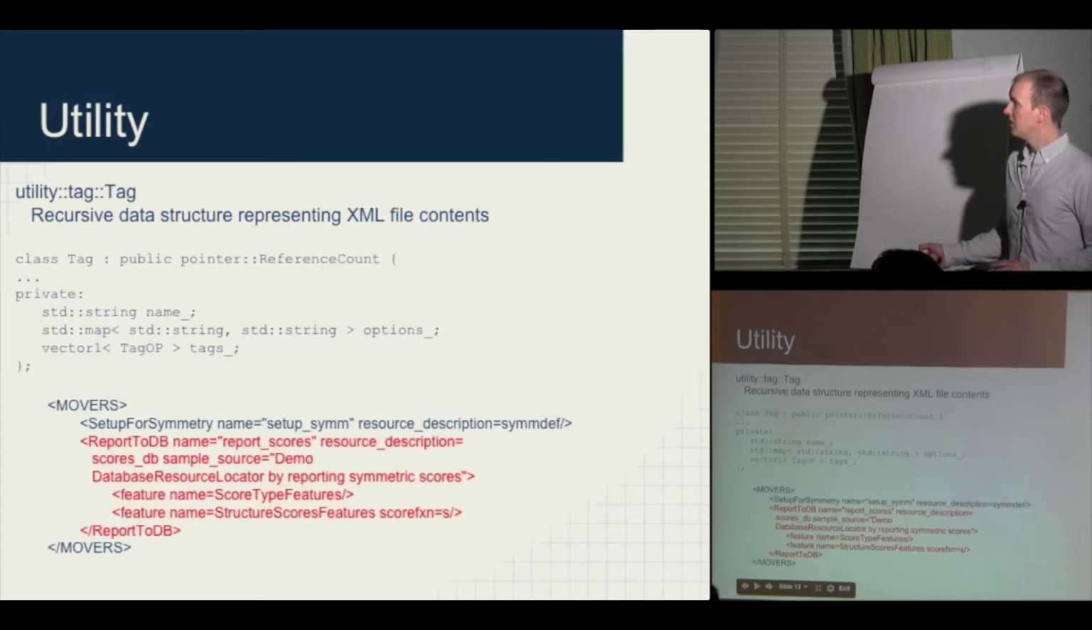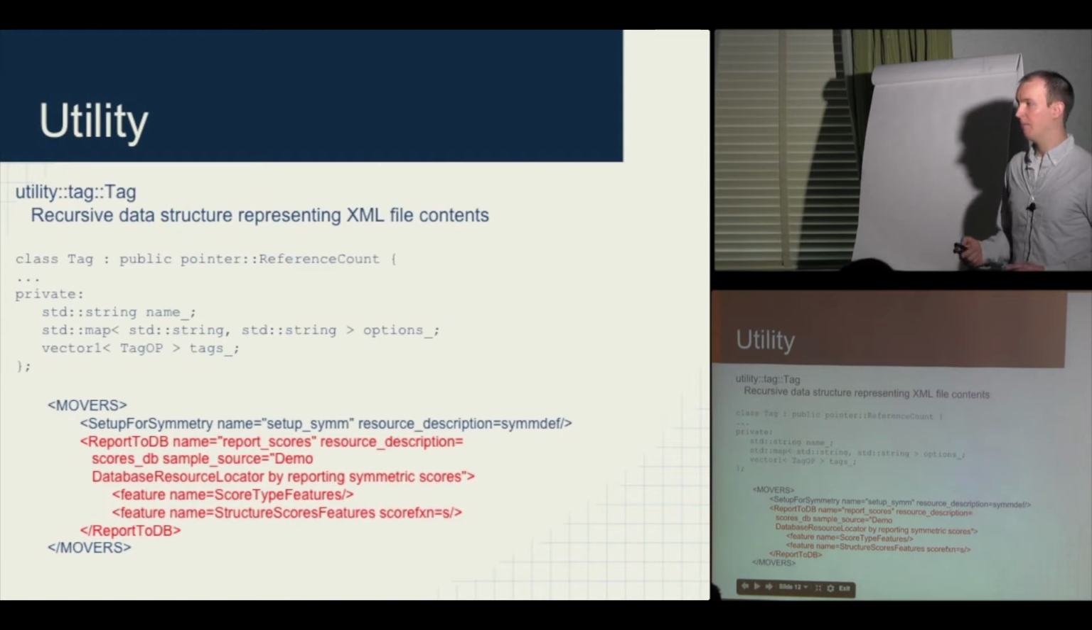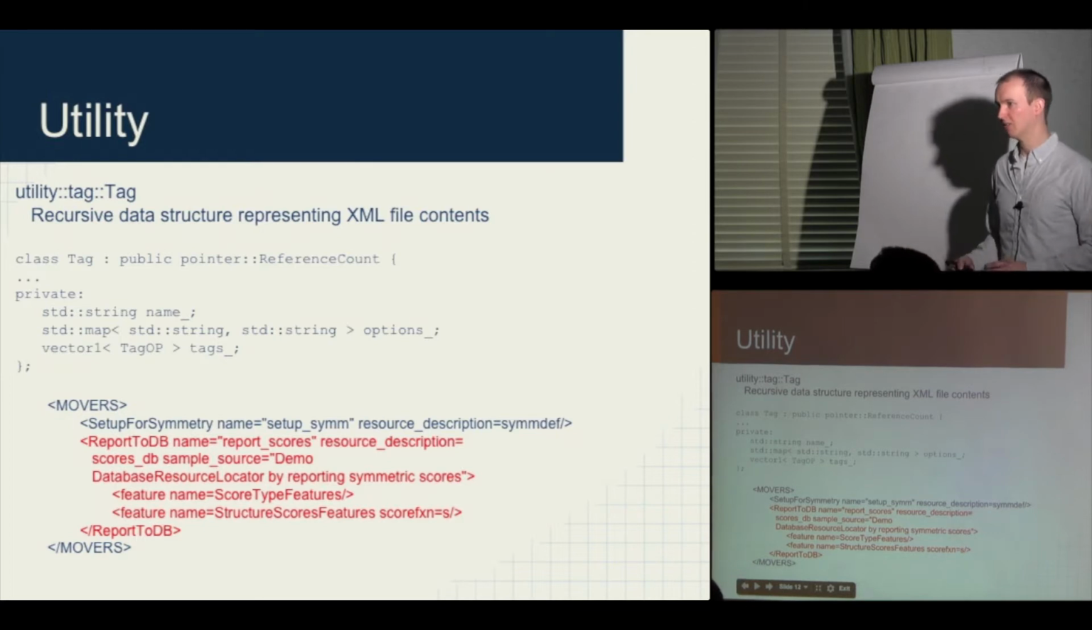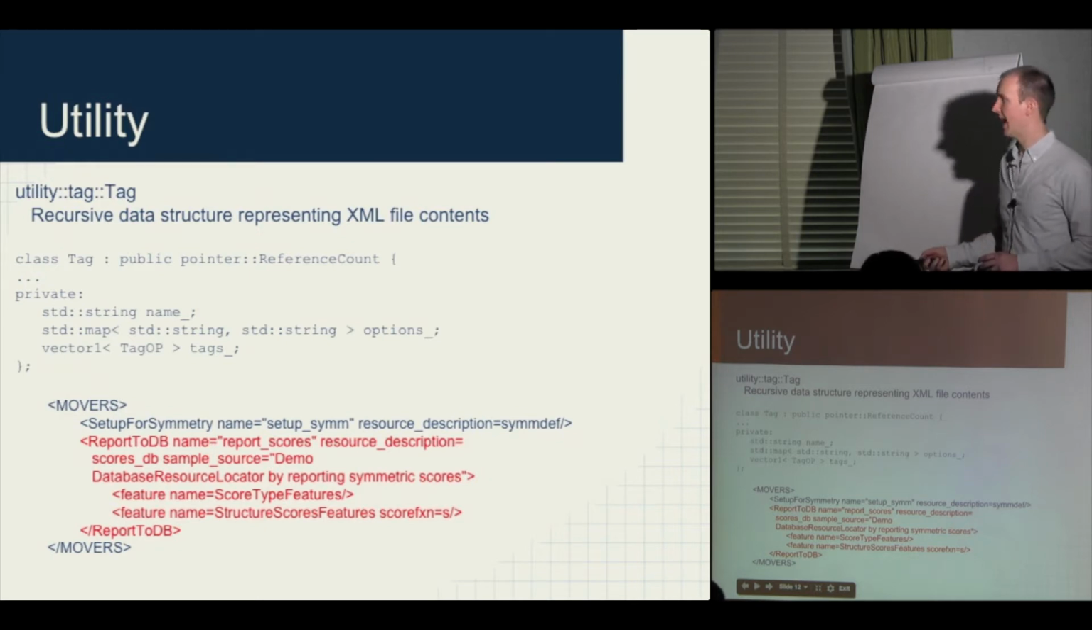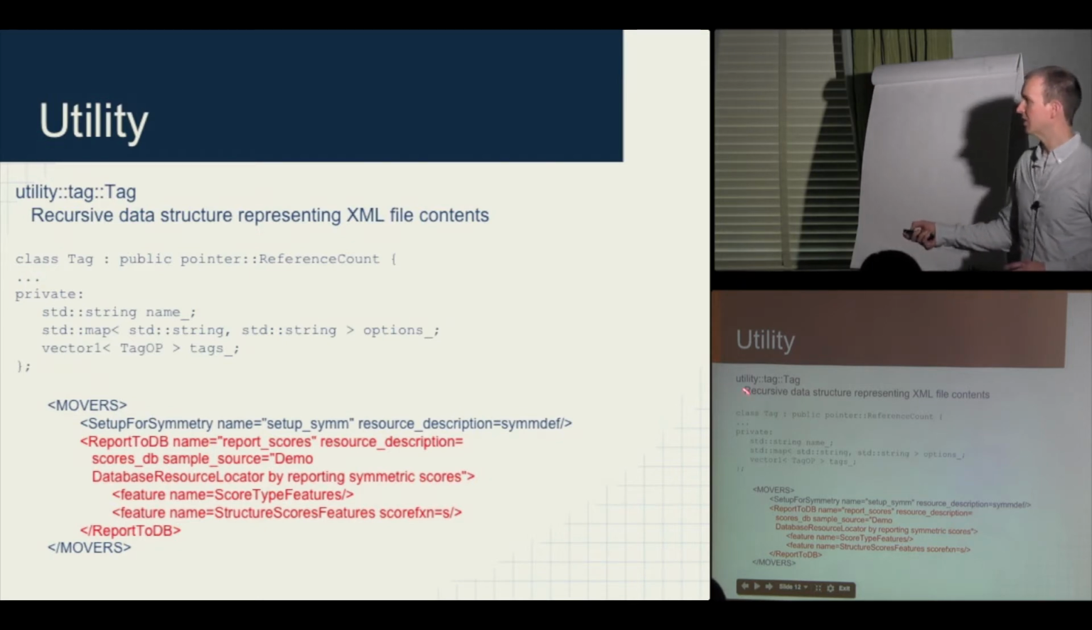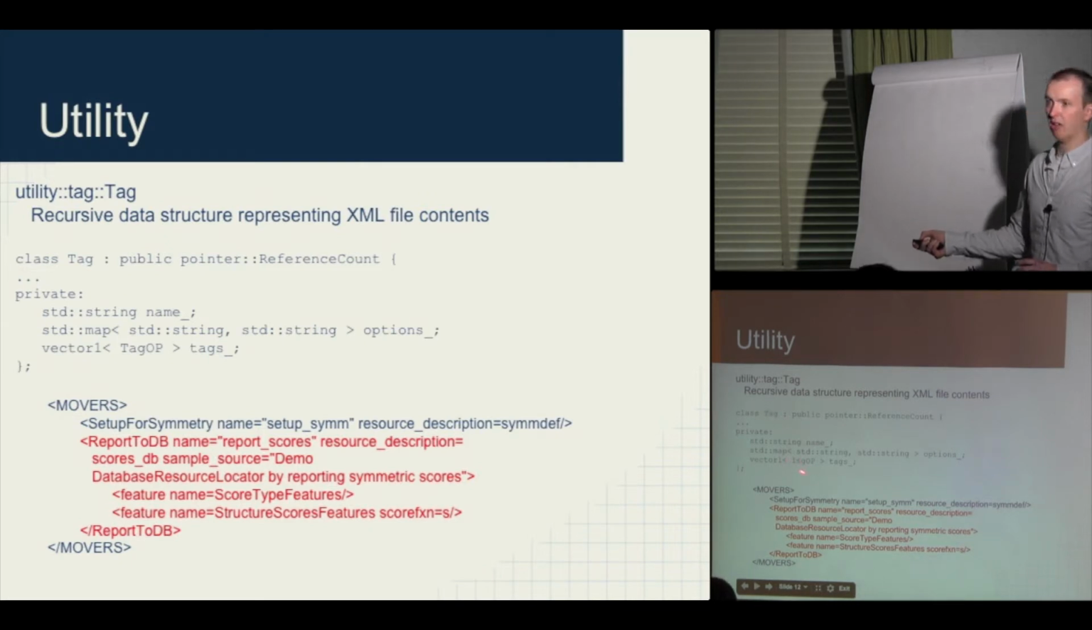So utility tag is the class that we use for representing the contents of an XML file. In Rosetta scripts, we have this ability of specifying a protocol from a text file, and we encode that protocol as pieces of data in this recursive data structure called a tag. The thing about a tag is that it holds owning pointers to itself, which are its subtags.